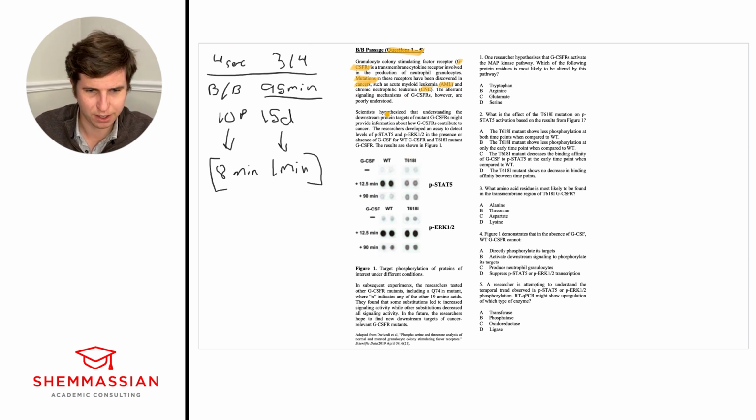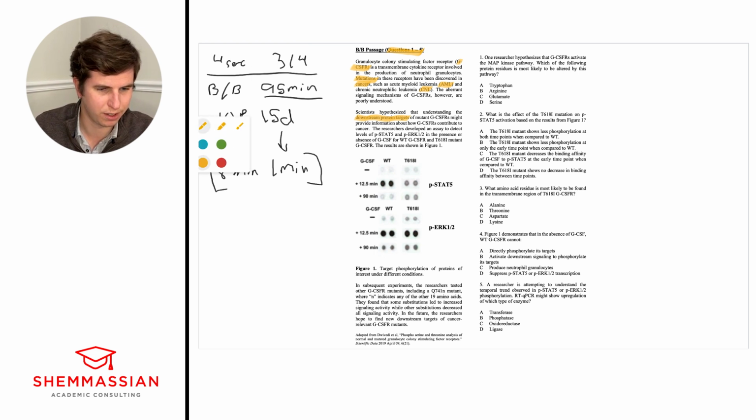Scientists hypothesize, so they're trying to figure out how it works, that understanding the downstream protein targets of the mutant GCSFRs might provide information about how these GCSFRs contribute to cancer. So we're going to be looking at downstream protein targets. What that means is, let's draw it out.